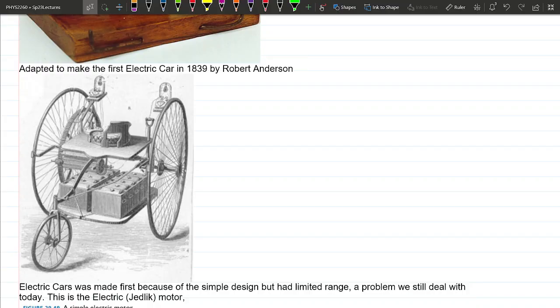So you just had like 10 packs of 9-volt batteries down here, right? And then a little electrical motor here, and it's like a little drive. And then it looks like a little tricycle, but it works, okay? And this was made by Robert Anderson in the US in 1839, okay?